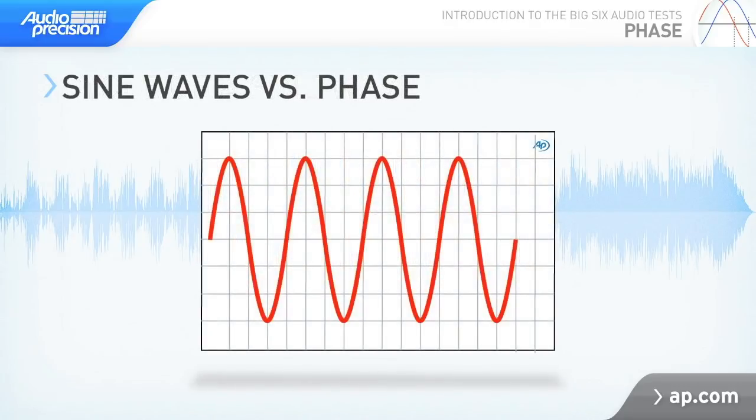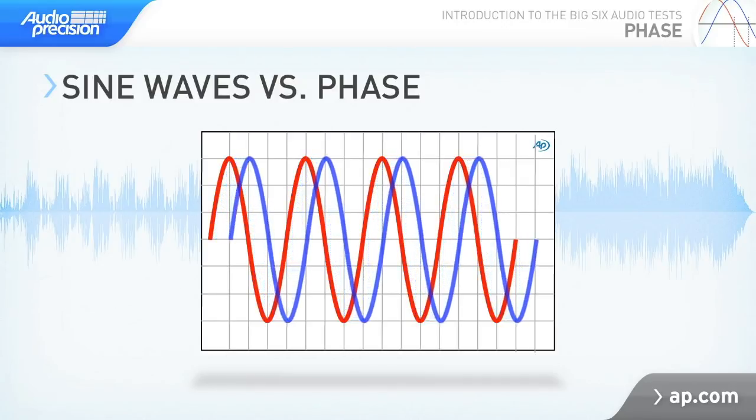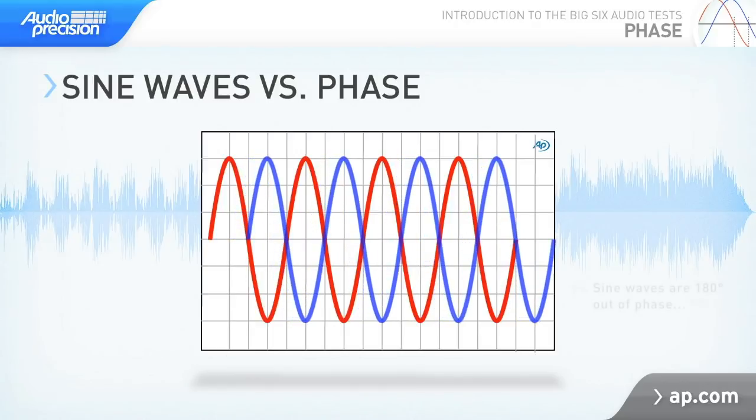Two sine waves of the same frequency are said to be in phase if their cycles begin at the same time. If one wave begins at a different time, the signals are said to be out of phase.